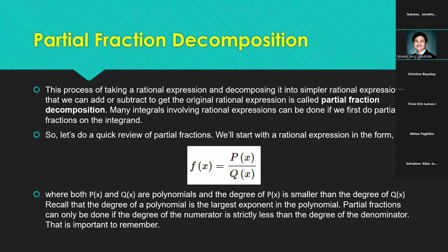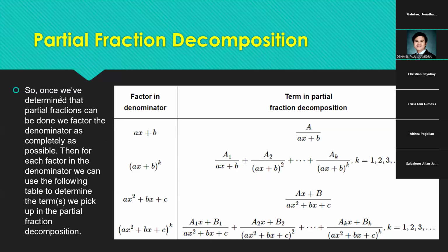Recall that the degree of a polynomial is the largest exponent in the polynomial. Partial fractions can only be done if the degree of the numerator is strictly less than the degree of the denominator. That is important to remember. Okay, so once we've determined that partial fractions can be done, we factor the denominator as completely as possible. Then for each factor in the denominator, we can use the following table to determine the terms we pick up in the partial fraction decomposition.